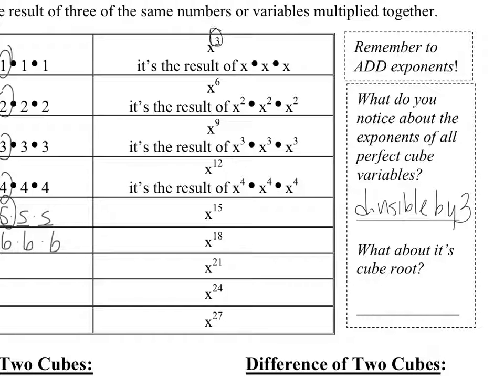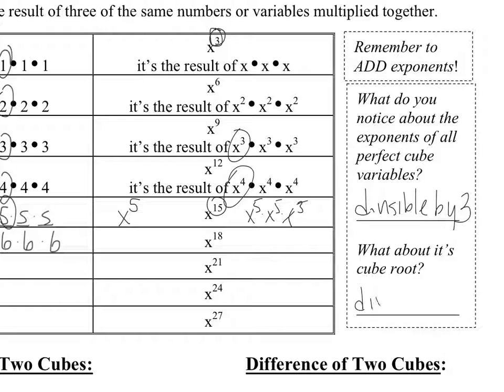Okay, so if you have an exponent that's divisible by 3, that means we can break it up into 3 of the exact same thing. So that's why it's a perfect cube. Okay, what do you know about its cube root? Its cube root is just one of those things. So if you take 15 and you divide it by 3, the cube root is x to the 5th. Okay, because it's x to the 5th 3 times.